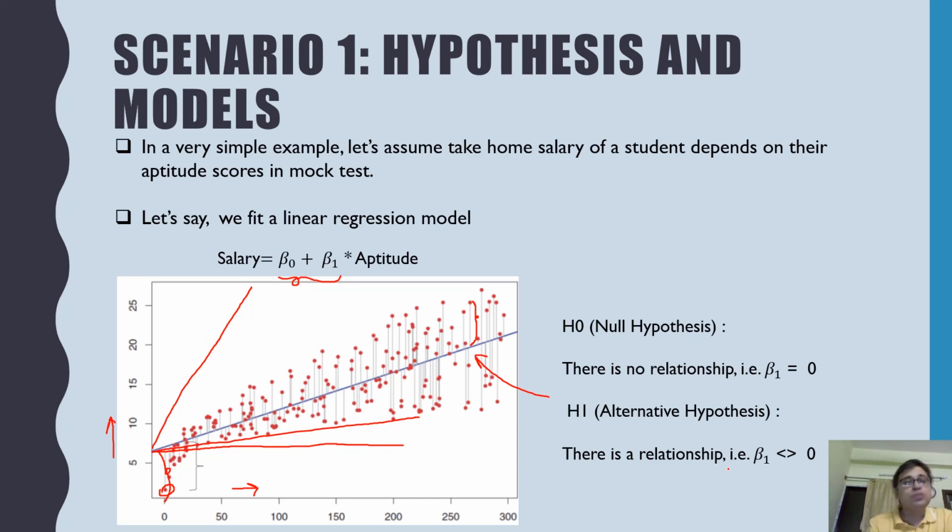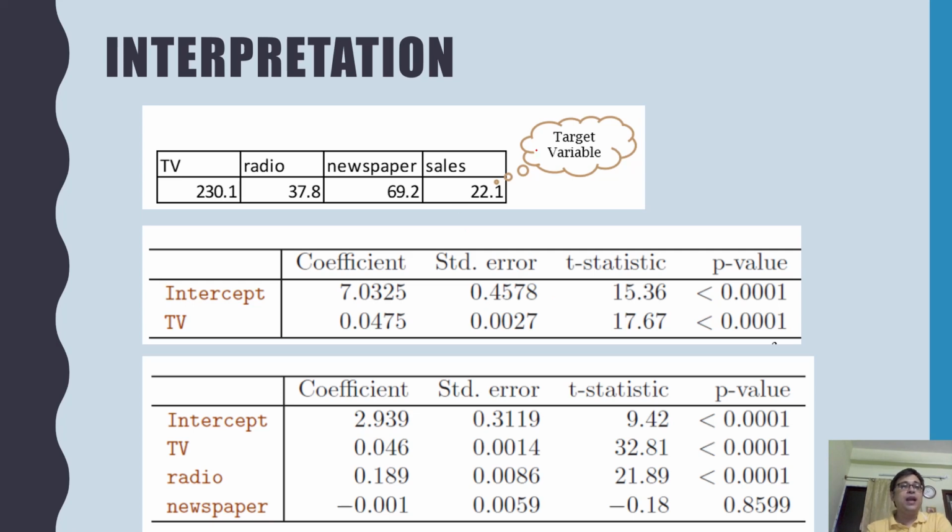Let's look at another example. Here there are 4 attributes or 4 features. This is your dependent variable, the sales, and these are your independent variables. Basically, given the advertisement spend on TV, radio and newspaper, you want to find out the sales of a particular product. In the first scenario, let's say you are fitting the straight line with only TV.